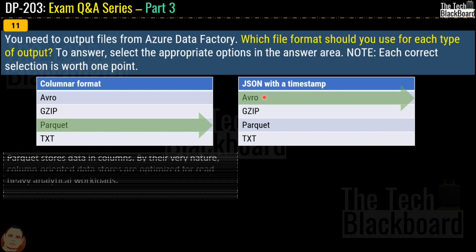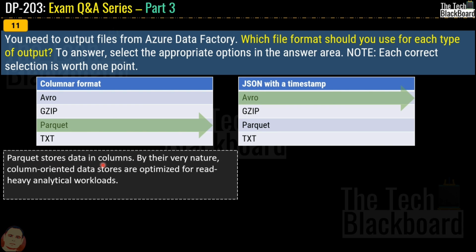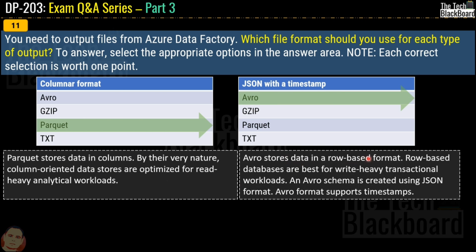Looking at the details of Parquet, Parquet stores data in columns. By their very nature, column-oriented data stores are optimized for read-heavy analytical workloads. On the other hand, Avro stores data in a row-based format, and row-based format databases are best for write-heavy transactional workloads. An Avro schema is created using JSON format and it also supports timestamps.